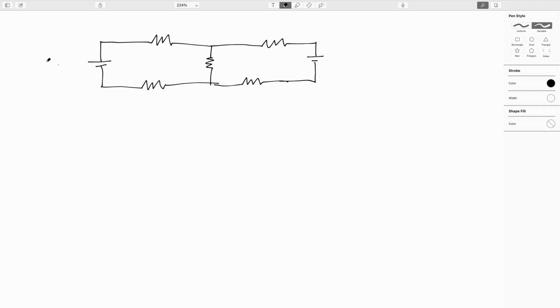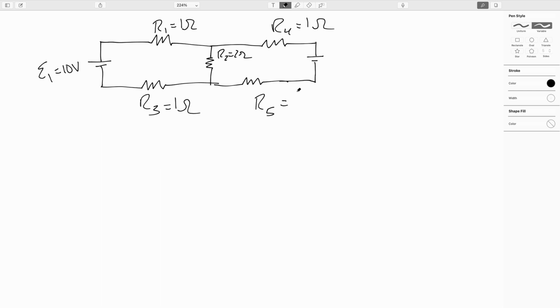So let's say I have here a 10-volt battery. We'll say E1 is 10 volts. We'll say this is a 1 ohm resistor, this is a 2 ohm resistor, this is a 1 ohm resistor, this is also a 1 ohm resistor, and that is also a 1 ohm resistor. And we'll say that this is also a 10-volt battery. Now, what I would like to know is the current flowing through literally everything in the circuit.